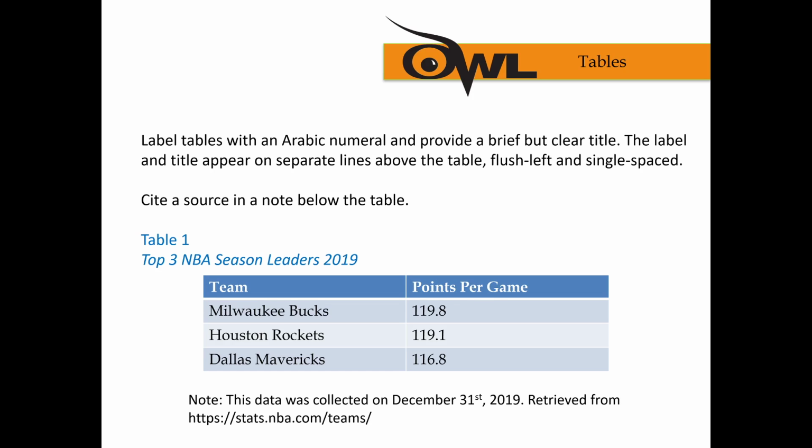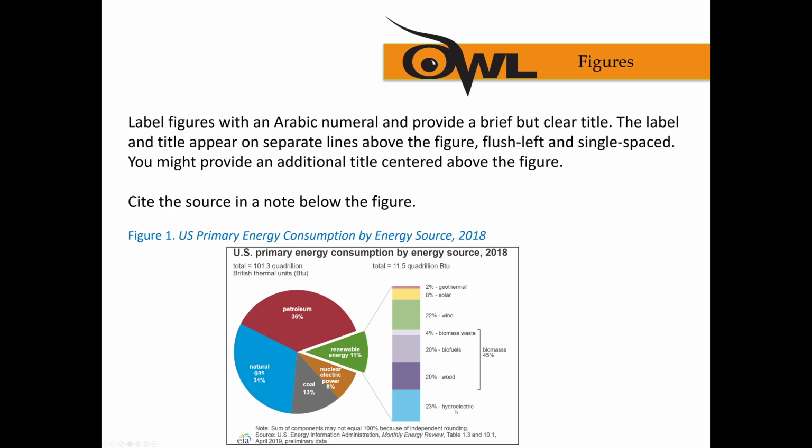Okay, if you were to include a table in your essay, and you won't need to for this semester, this is what it would look like. Table 1, you give the title of it, and then you give a bit of information as well. So cite a source in a note below the table so that the reader knows when and where it's from. Also, for the figures, graphs, charts, that sort of thing, this is how we would format it.